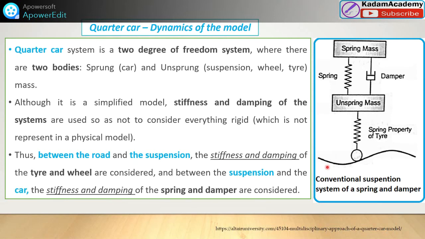The quarter car model represents only the vertical motion. Already I told you, the vertical motion of the vehicle body and wheel is considered. The vertical dynamics of the vehicle can be investigated by using this model.